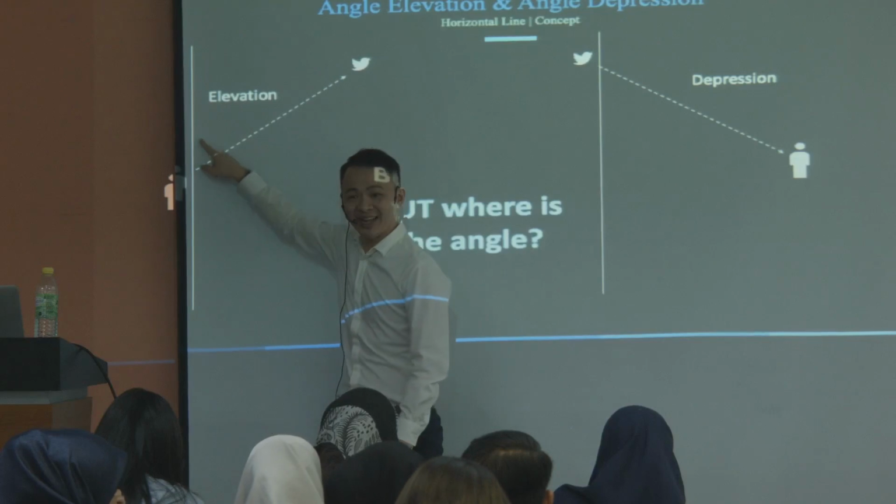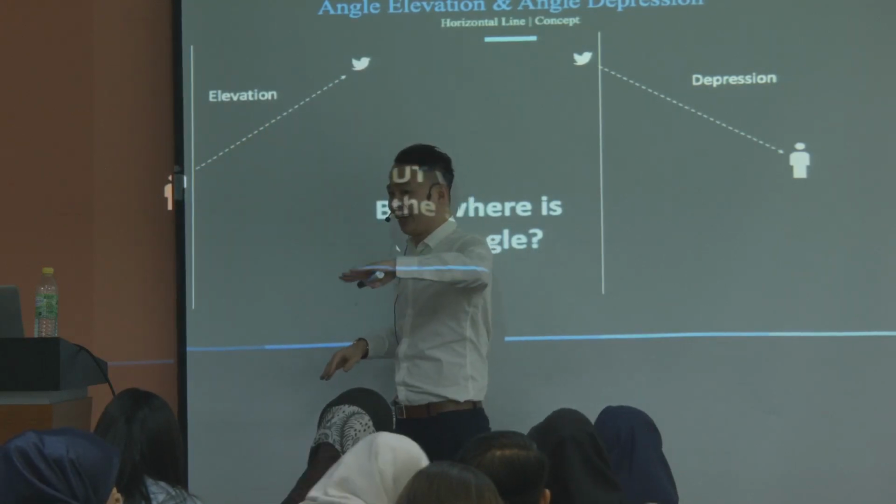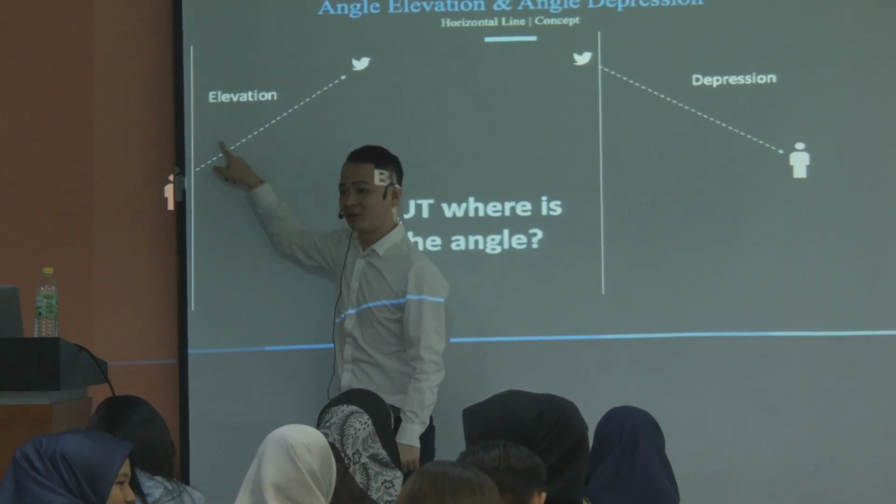So never take this angle. Whenever you want to find angle of elevation, find where is the horizontal line, and this one will be the angle of elevation. This one will be wrong. This one will be wrong.